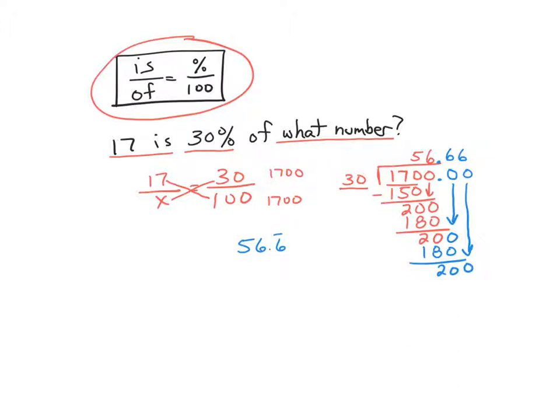56.6 with a line over it as far as the answer goes. Now, 56.6 with a line over it is also 56 2/3. You could have either one of those two answers, 56.6 with a line over it, or 56 2/3. It doesn't matter which way you go as far as giving that final answer.